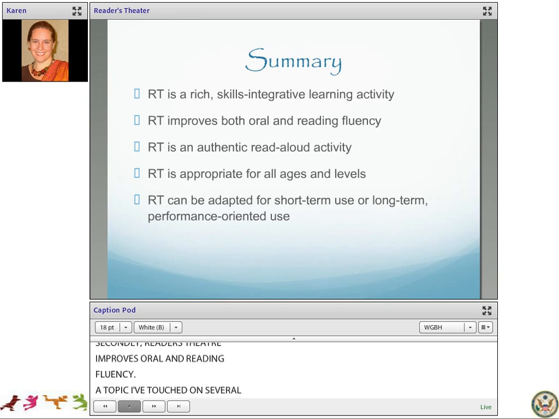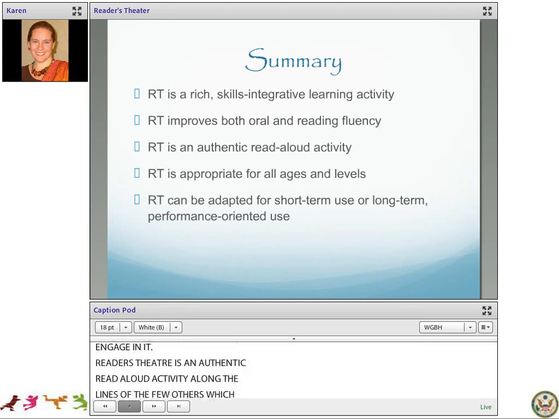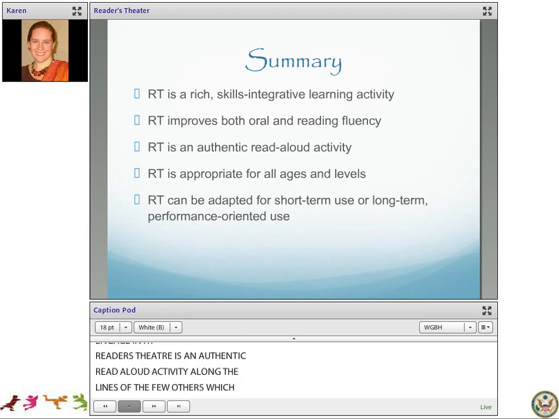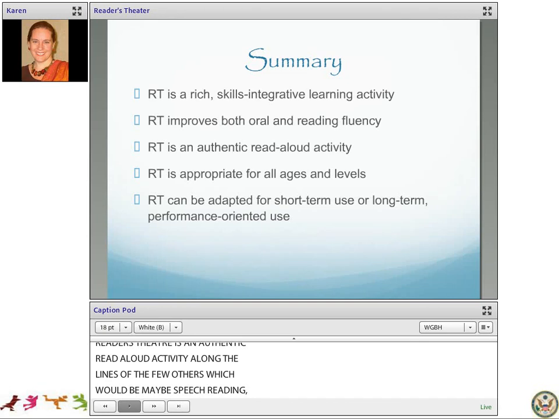Reader's theater is an authentic read-aloud activity, as we mentioned, along the lines of just a few others, which would be maybe speech reading, reading in a house of worship, maybe in a ceremony like a wedding ceremony, and reading aloud to our children. Those are four other authentic read-aloud activities, but here you have reader's theater.